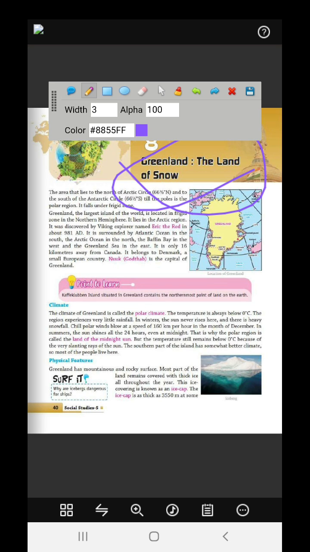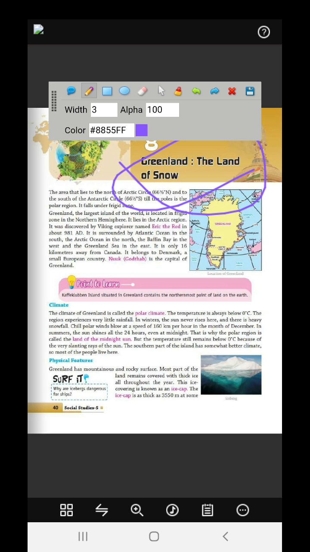So, it was discovered by the Viking explorer named Eric the Red in 981 AD. So, you understood how old the land is actually. It is surrounded by the Atlantic Ocean in the south, the Arctic Ocean in the north, and the Baffin Bay in the west, and the Greenland Sea in the east.